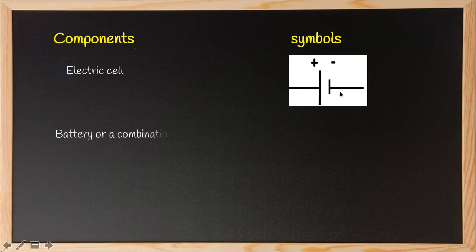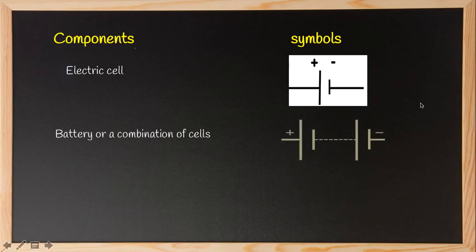The next one is a battery or a combination of cells. How do we draw that? You represent it with this sign. It is very similar to an electric cell, but there is a slight difference. There is a long line and a small line, and there is no gap. There are dotted dashes, or hyphen-like symbols, continued by a long line and a short line. The long one is the positive and the short one is the negative.